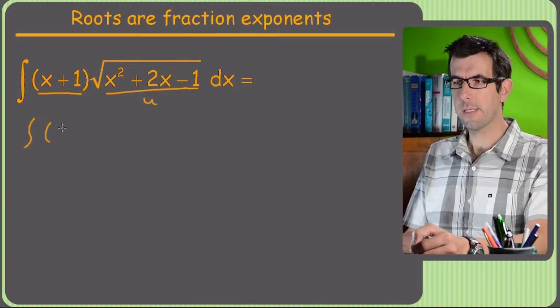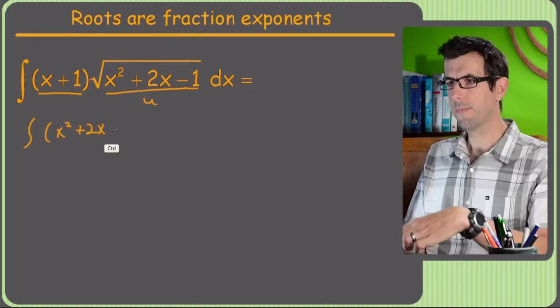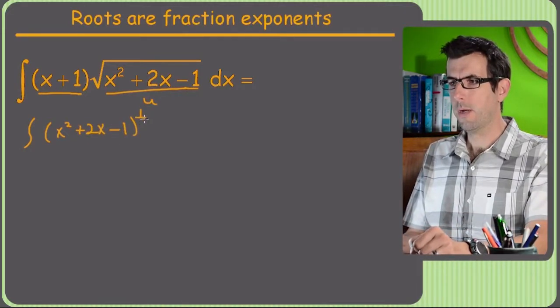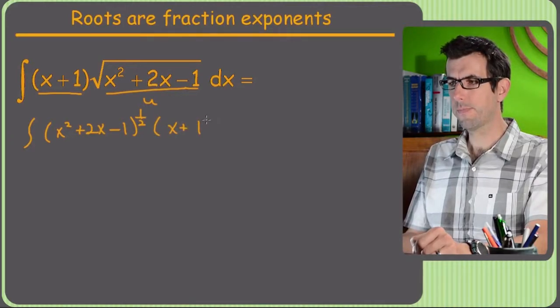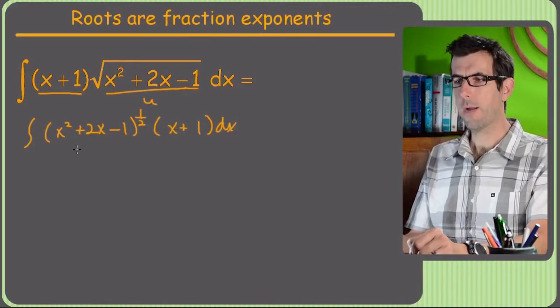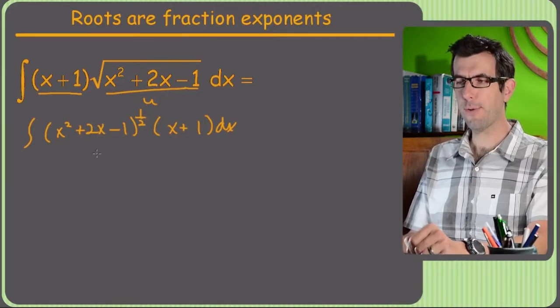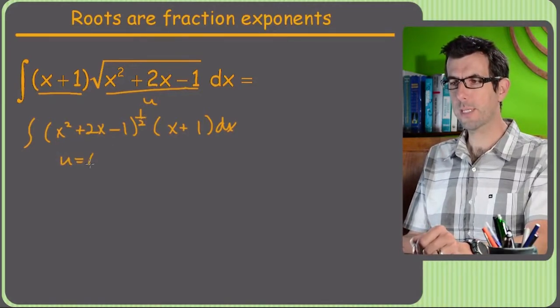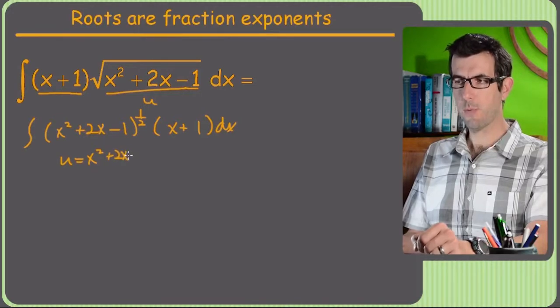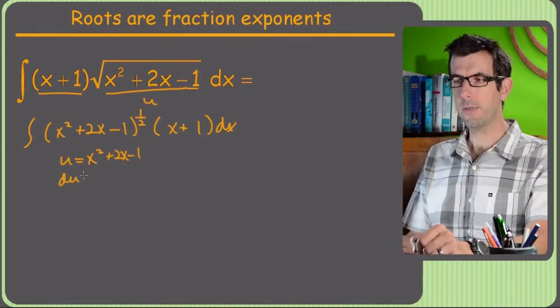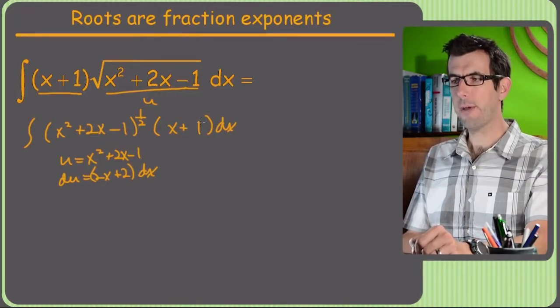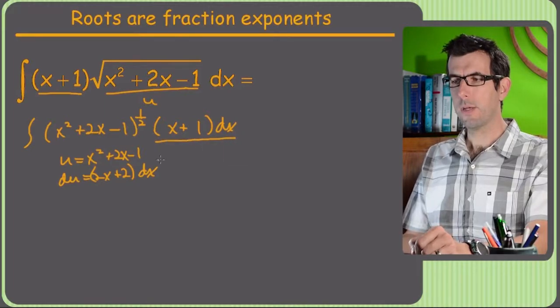So rewrite this as x squared plus 2x minus 1, all to the 1/2 power, times x plus 1 dx. All right, so now it looks a lot more like a power rule. Let's see what would happen if our u is x squared plus 2x minus 1 like we think it is. Then that means our du is going to be 2x plus 2 times dx. But check it out, that's not quite what we have. We have x plus 1.